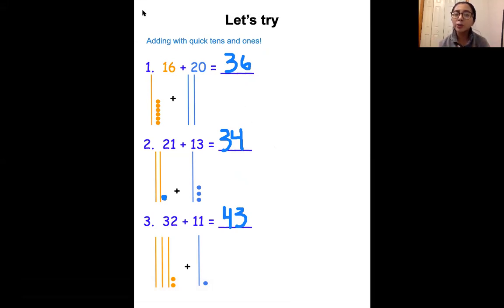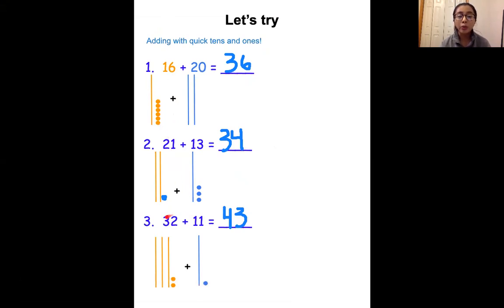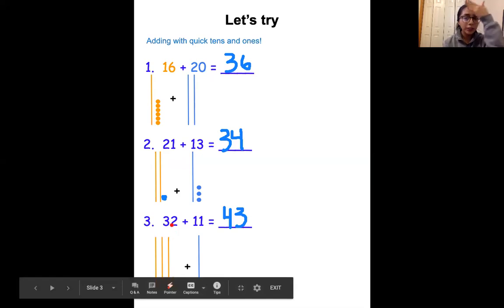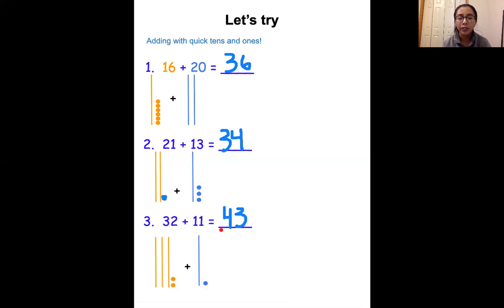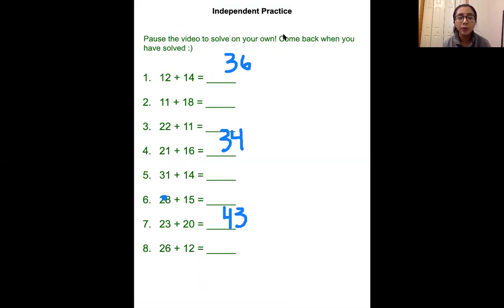All right, Kipsters. So remember, we have two different ways that we can add with our quick tens and ones. The first one is when we just add our tens together and then we start counting all our ones. The other way that we can do it is we put the biggest number in our head and then we count on. So we said 32 was the biggest number, 32, and then we counted on. We added a 10, 42, and then we added our ones that we still have, 43. So our answer is 43.